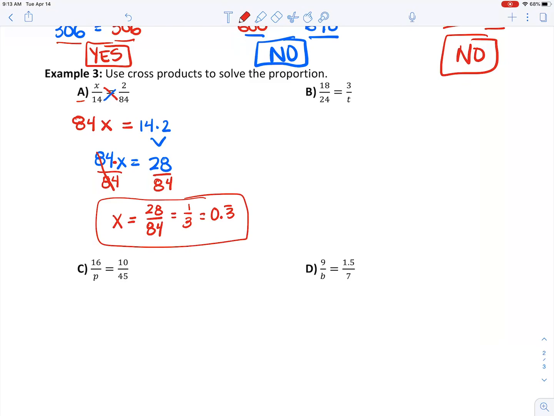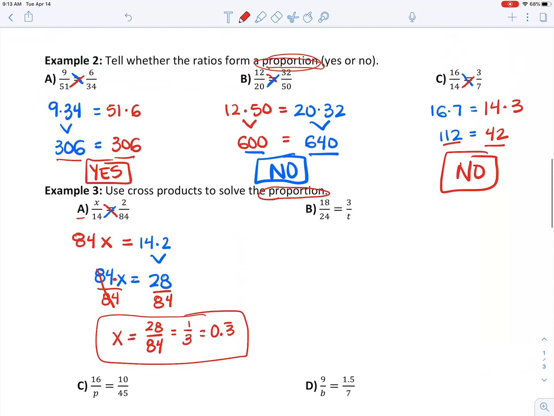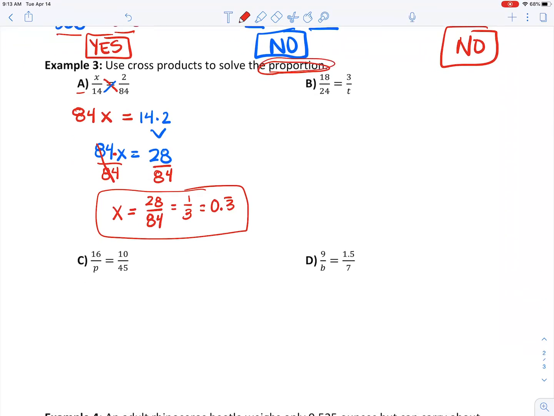All right, next problem. We have 18/24 is equal to 3/2. One thing I do want to mention about these is I do know for sure that these two ratios are equal because it tells me that it's a proportion already. So in the above example, I didn't know if it was a proportion, I had to figure it out. But this one I know it's a proportion. So I know these two things are equal.